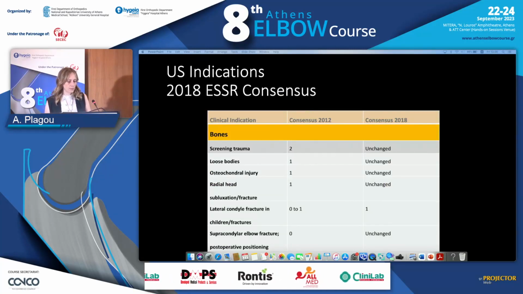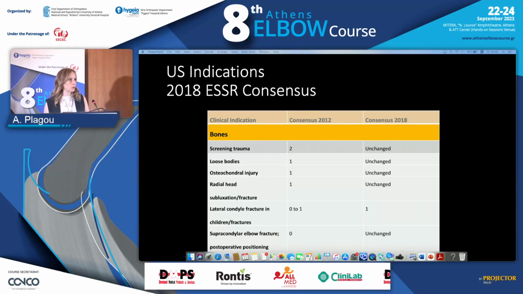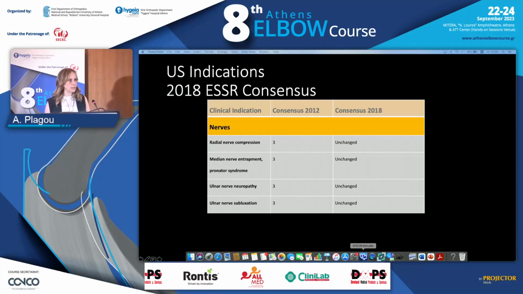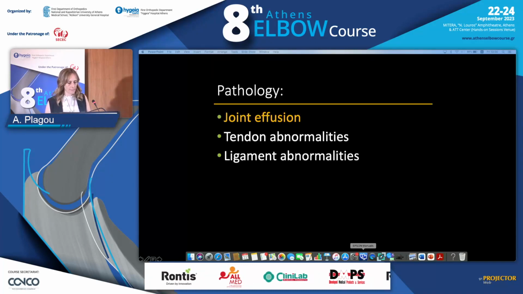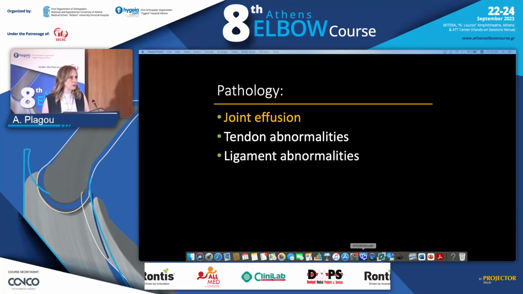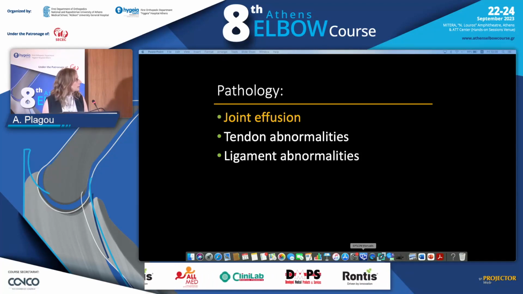As discussed before, if we are looking for an osteochondral injury or a fracture, we won't be using ultrasound. And we will be using ultrasound as a gold standard in cases of nerve imaging, but this is beyond the scope of this talk. So focusing on elbow trauma, the pathology we'll be looking for with ultrasound is joint effusion, tendon abnormalities, and ligament abnormalities.